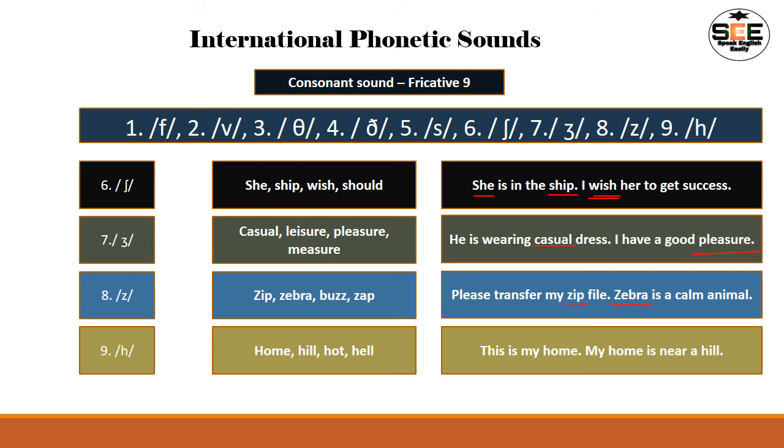Here are some sentences, so it will help us to understand this clearly. This is my home. Definitely in this home word it is producing the ha sound. The second sentence: my home is near a hill. Here also the word home is producing the ha sound, and the word hill is producing the ha sound, right? I hope you understood this. Please repeat it again and again so that you can understand it very carefully.